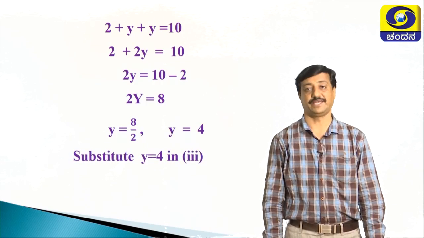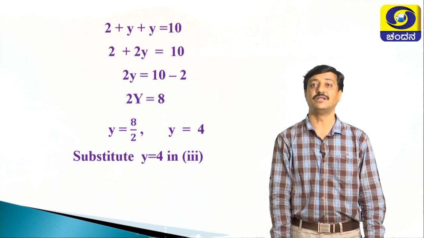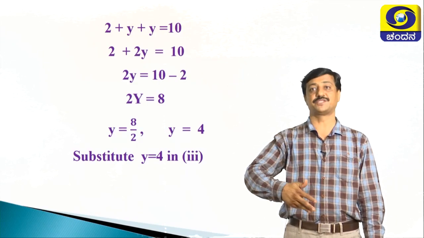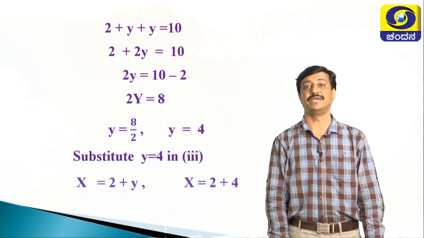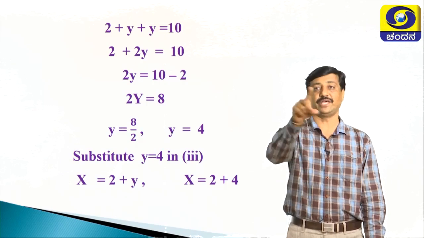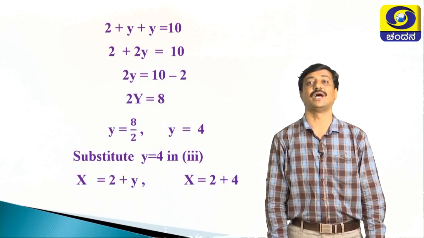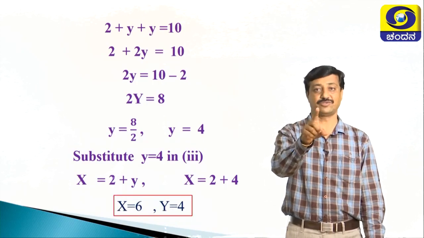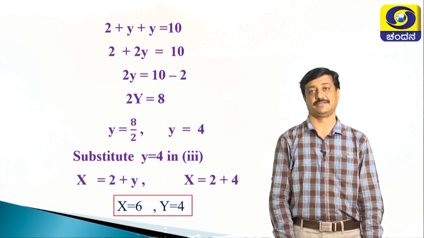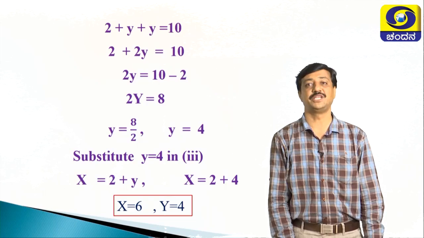Next, we have to get the value of x. Substitute y value 4 in equation 3, because we have already solved equation 3 for the variable x. Directly substituting, x equals 2 plus y, I mean x equals 2 plus 4. In place of y, you take the y value as 4. After adding 2 and 4, you get x value as 6. Now, x equal to 6 and y equal to 4. This is the required solution for the given pair. In this way, you can solve the pair of linear equations in two variables by substitution method.